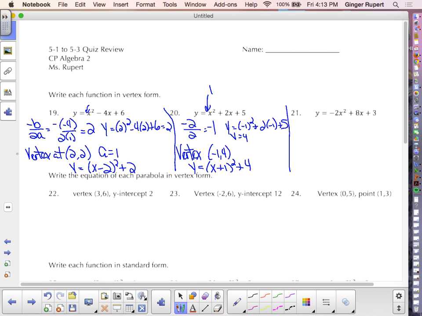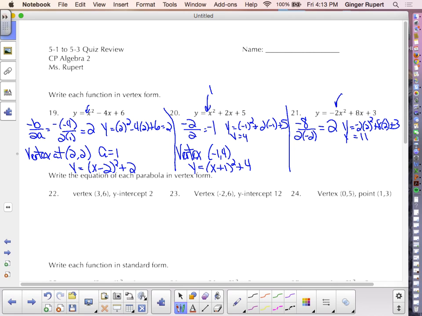The last one we're going to look at in this video is number 21. Again, I need to find that vertex, so minus b, minus 8 over 2 times minus 2. It's going to give me minus 8 over minus 4. That's going to give me an x coordinate at 2. Substitute that in. And that will give me a y coordinate at 11.